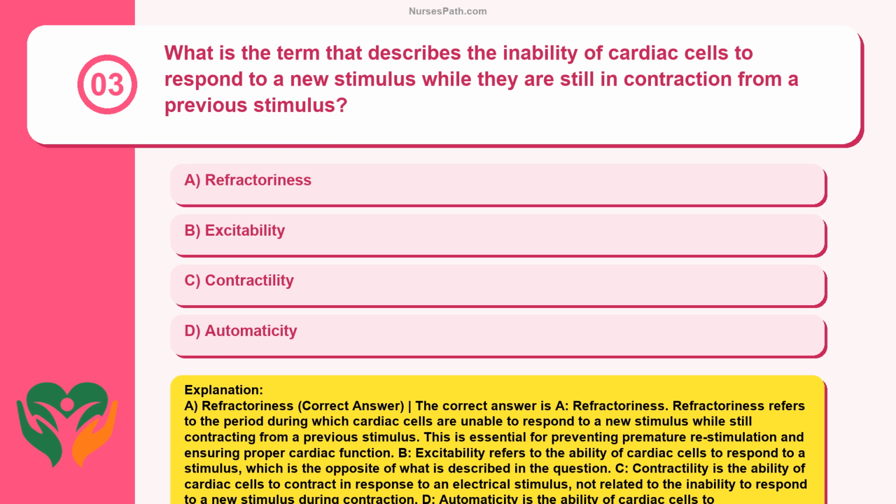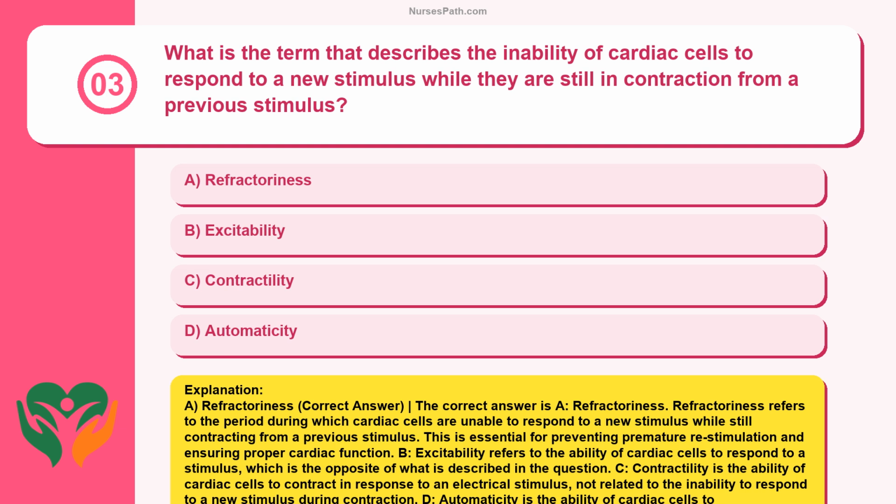Refractoriness. Refractoriness refers to the period during which cardiac cells are unable to respond to a new stimulus while still contracting from a previous stimulus. This is essential for preventing premature restimulation and ensuring proper cardiac function.